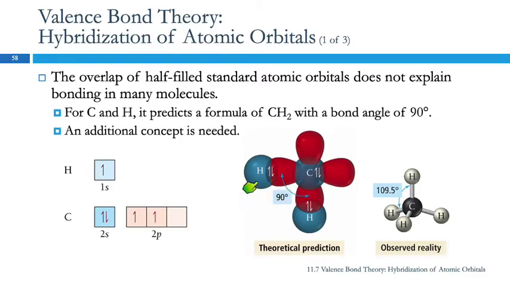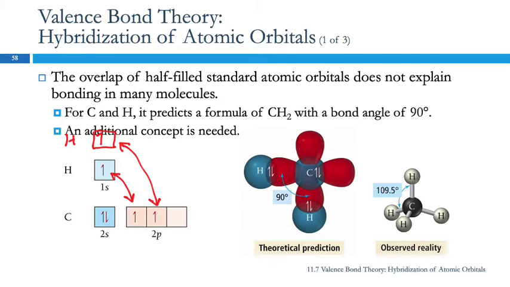So looking at carbon and hydrogen, we've got the hydrogen orbital diagram and the carbon orbital diagram. We see that carbon has two half-filled p orbitals, and hydrogen has a half-filled orbital. And so we could expect that hydrogen would overlap its orbital with one of carbon's orbitals, and that we could have another hydrogen overlap with the other one. And so that would look like this.